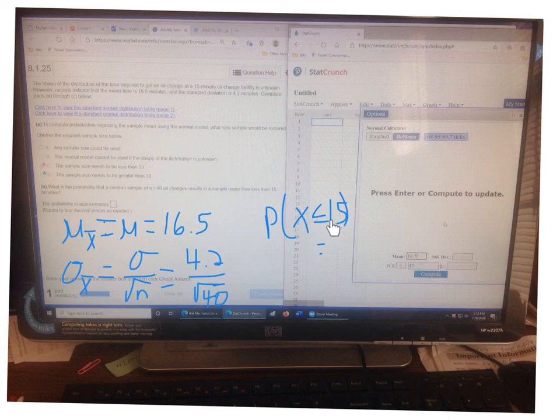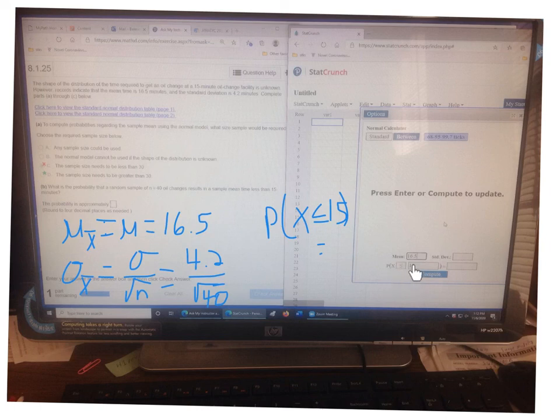So I just went over to the stat calculator and chose the normal calculator. The mean is 16.5. Now I haven't calculated the standard deviation here. You'd have to put this in the calculator: 4.2 divided by the square root of 40. That number would be here. And we want the probability that the mean will be less than 15.